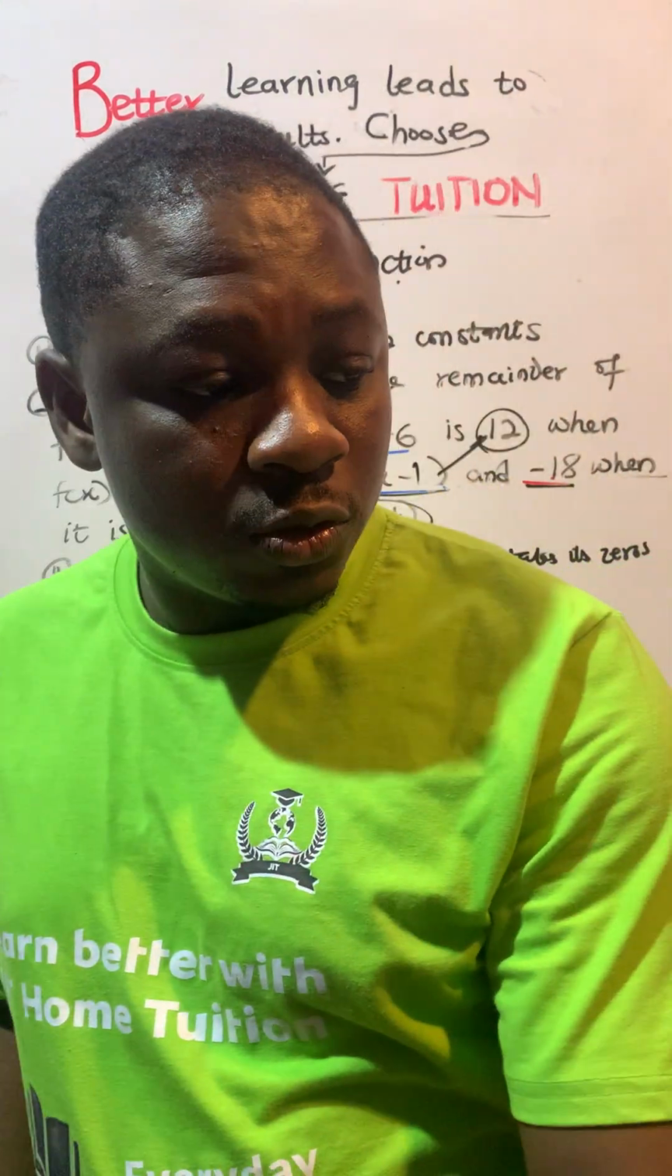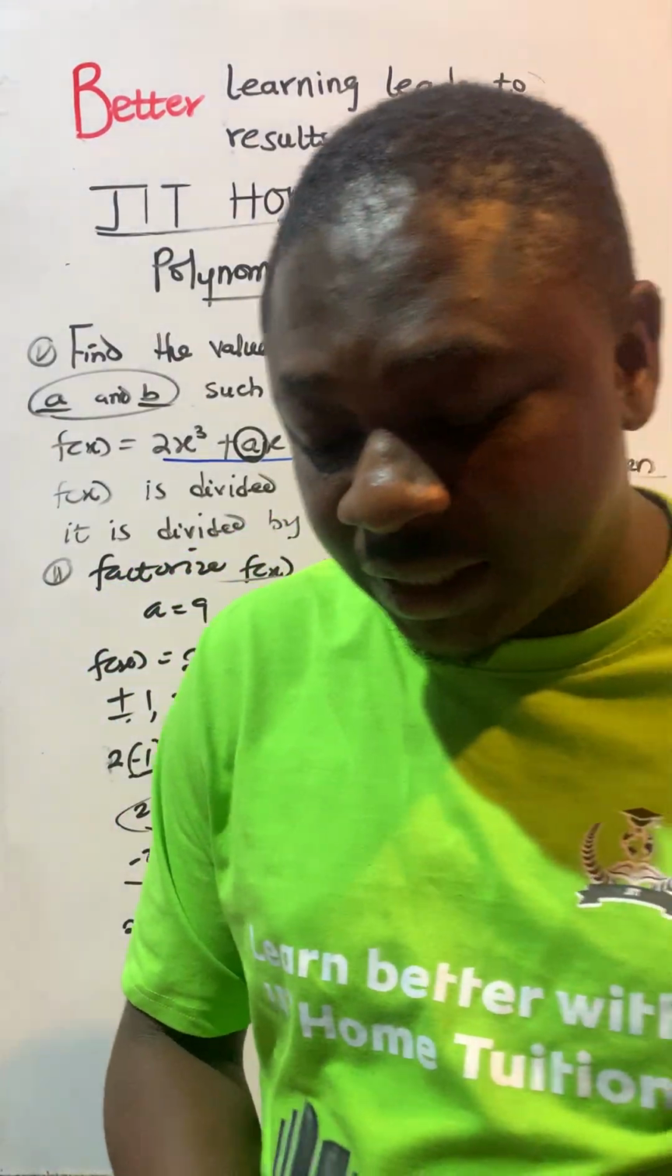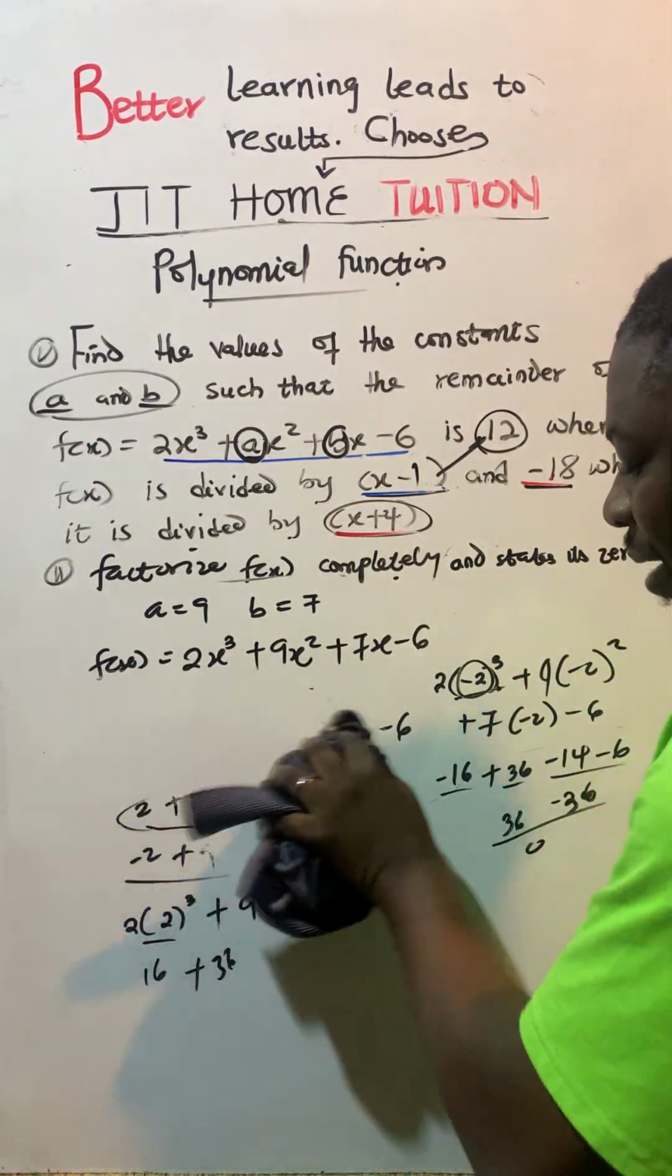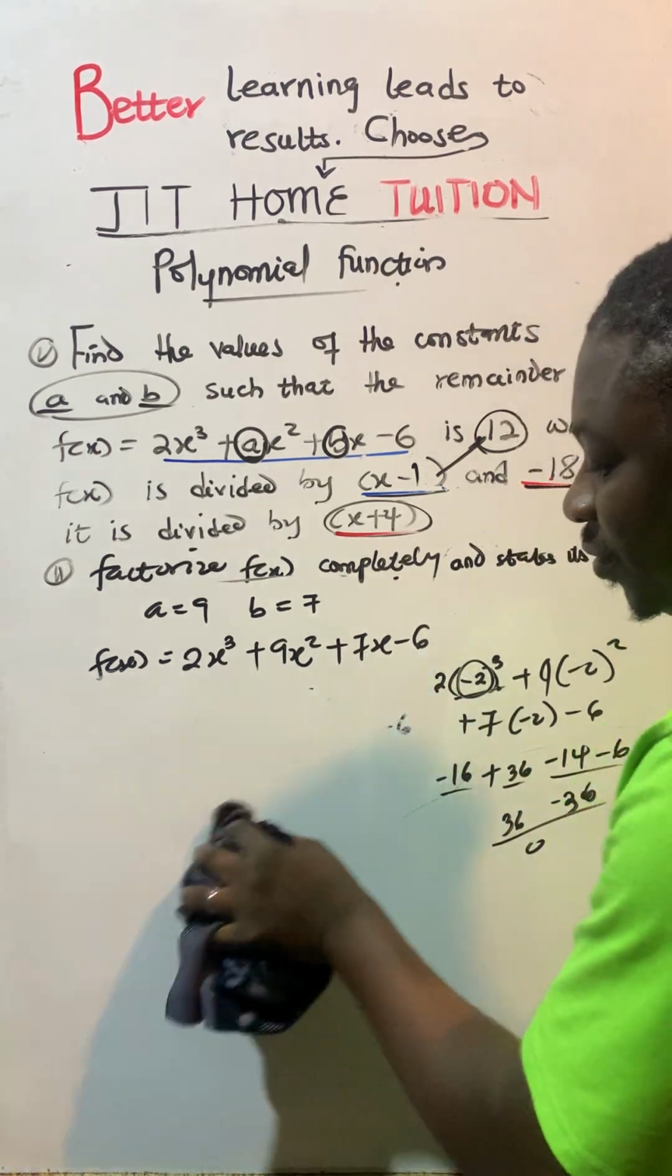All right, so let's look at it. In a situation like this, how do you go about it? Pardon me, I cannot find my duster. That's how come I'm using this one.